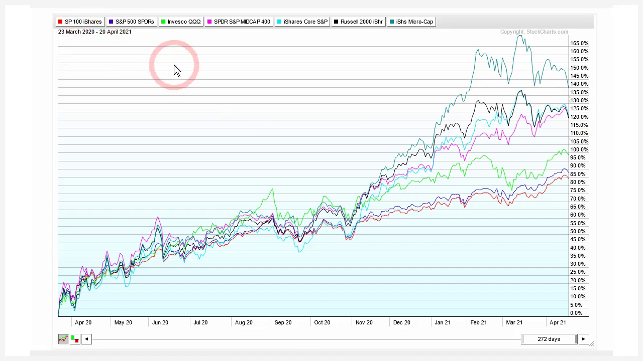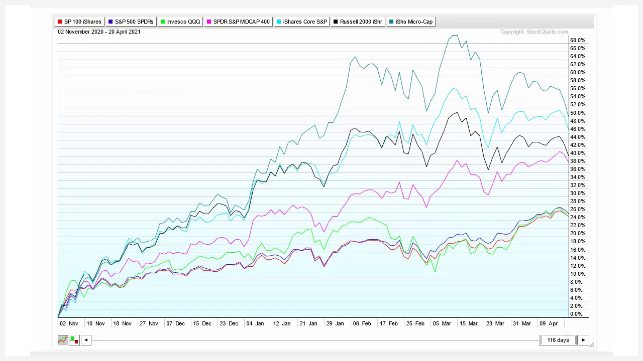Now I'm going to go back and look at a couple of different time frames here. So the next time frame to look at is from late October, because we had a low on October 30th. We had that surge in early November, and it was up and away into February. And so this is performance for the same ones, and at the bottom we can see the S&P 100, the S&P 500, and QQQ.